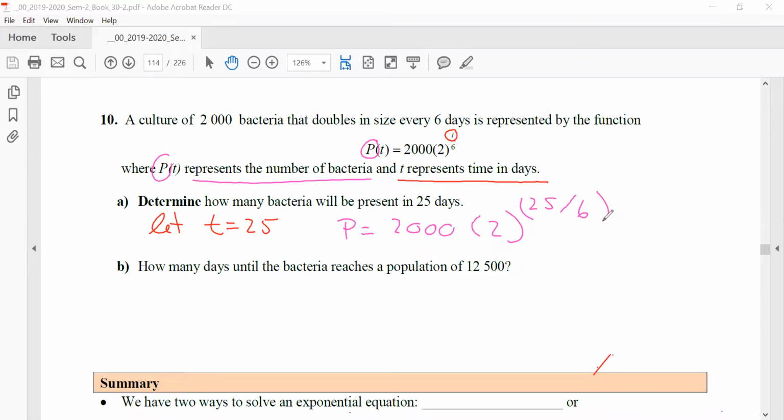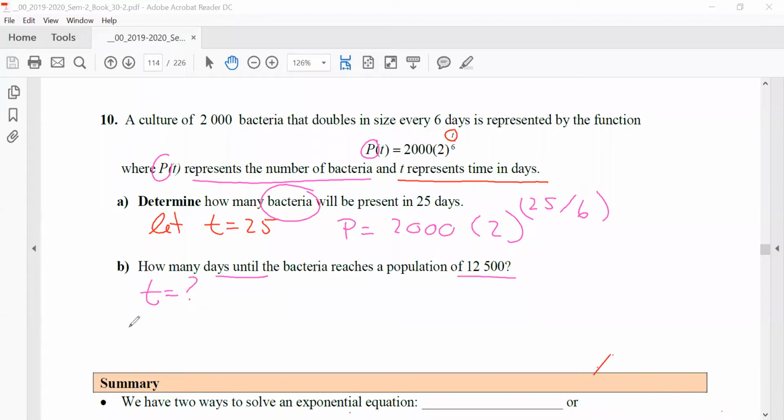Now, you're going to round that. I can't have part of a bacteria, right, friends? I can't have a part of a bacteria, so I'm going to round that to the nearest whole number, whatever that happens to be. Now, B, how many days until, that's time.